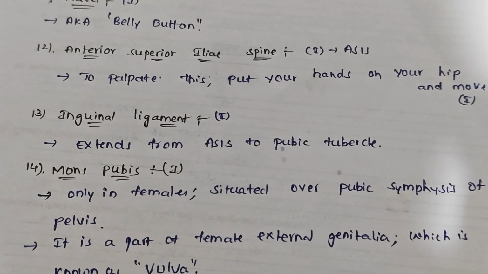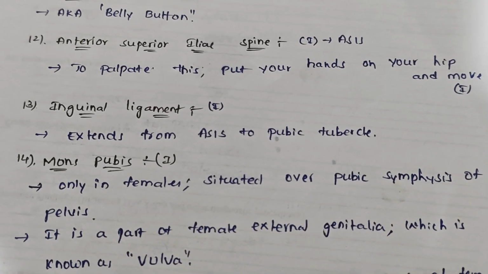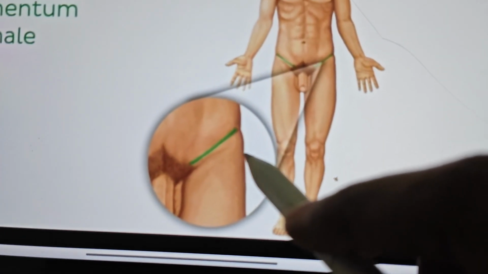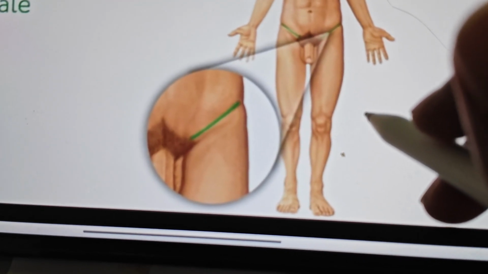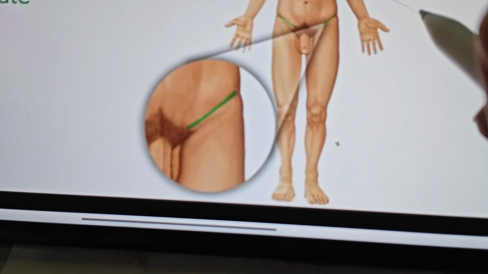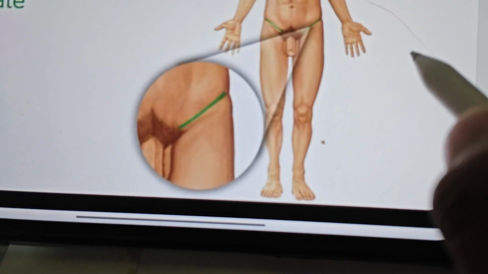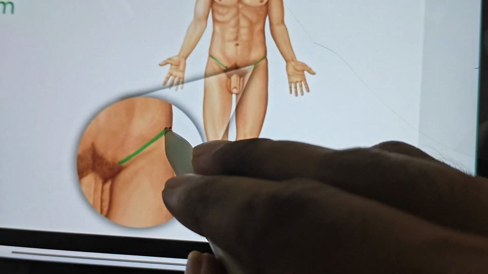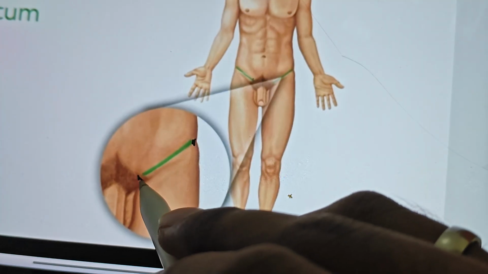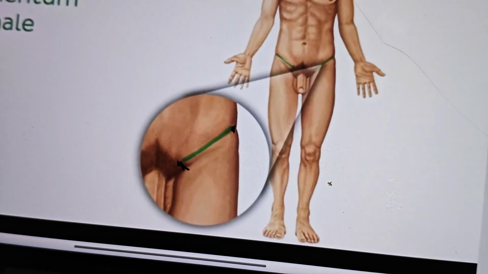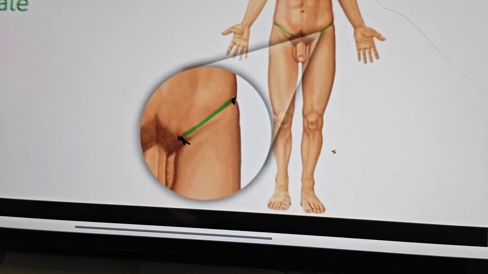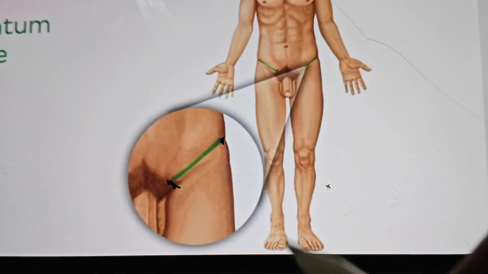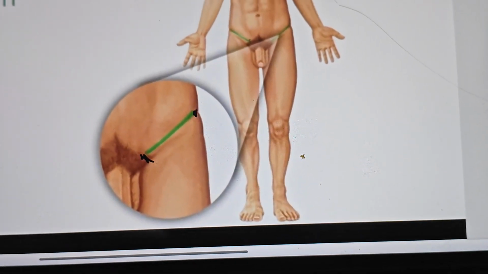Next one is the inguinal ligament. It extends from ASIS to the pubic tubercle. This one is the inguinal ligament. Simply it is like a line passing from ASIS to the pubic tubercle. This one is the ASIS, we know this already, and this one is the pubic tubercle. So the ligament that extends from ASIS to the pubic tubercle is the inguinal ligament.